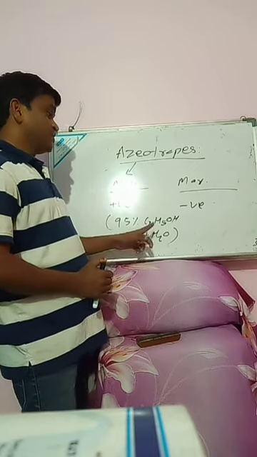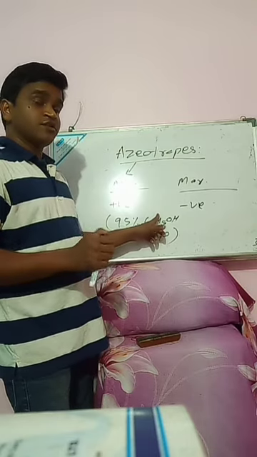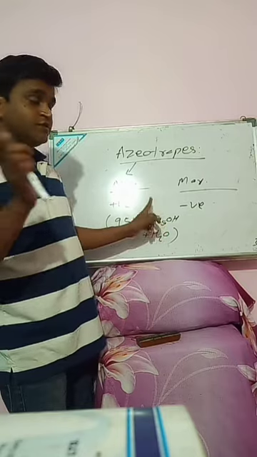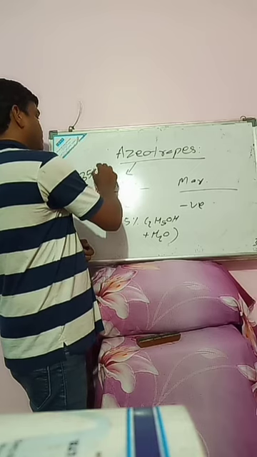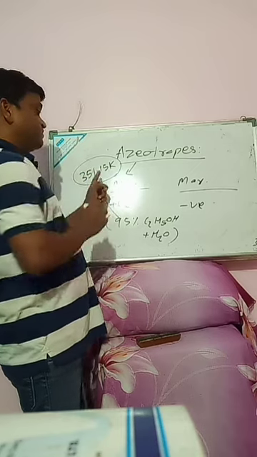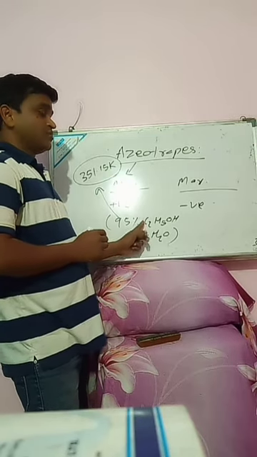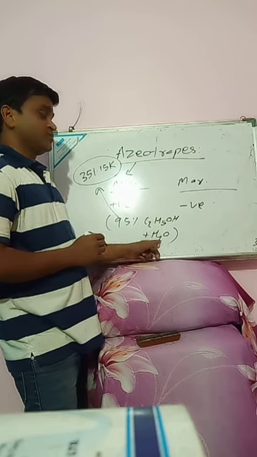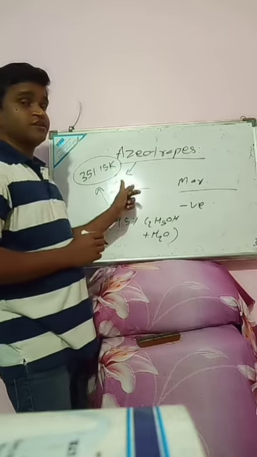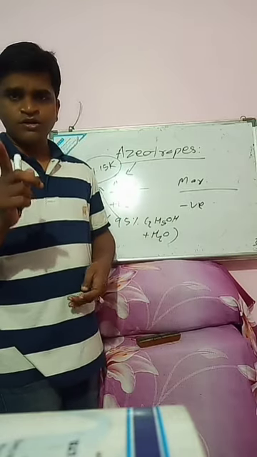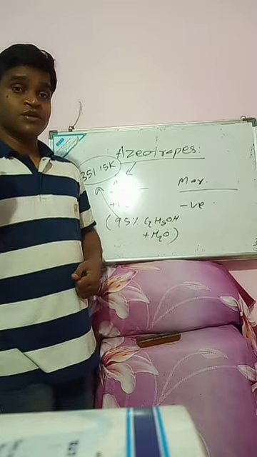As I said before, water has boiling point 373 Kelvin, ethanol has boiling point 351.5 Kelvin, but at this composition the boiling point is 351.15 Kelvin. This boiling point of the mixture is less than the boiling point of the pure components, both ethanol and water. For why this acts as minimum boiling azeotropes, where the boiling point of the binary mixture is less than the boiling point of the individual components.